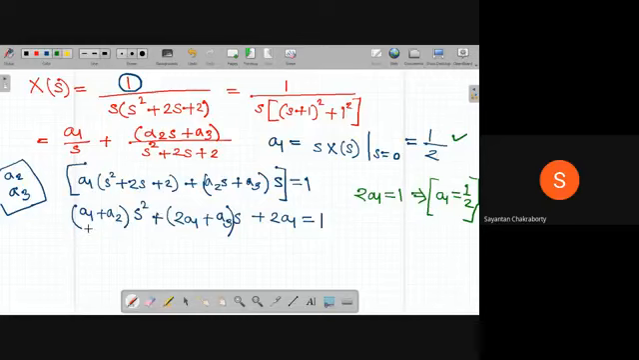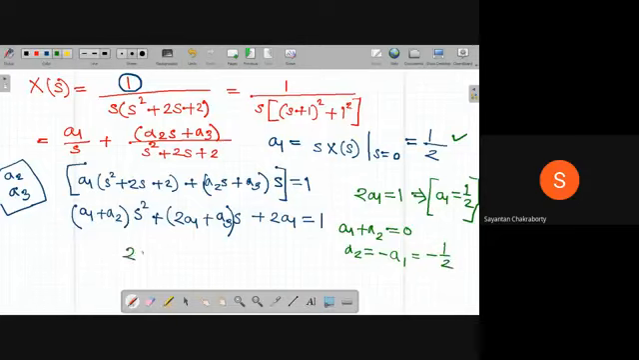See, what is the power of s square here? a1 plus a2. What is the power of s square on the right hand side? 0. So a2 minus a1, that is minus half. Second equation.